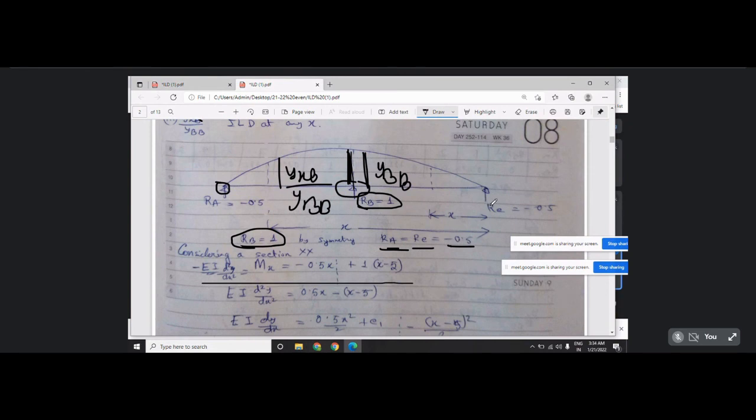So we assume the upward direction when taking RA and RC, and when we put the value we will put -0.5.